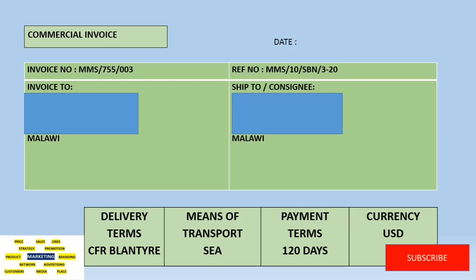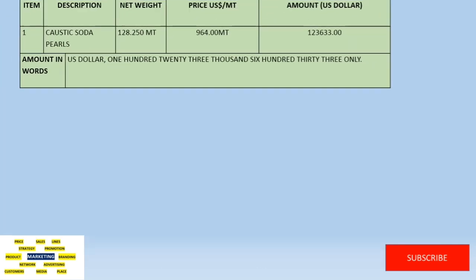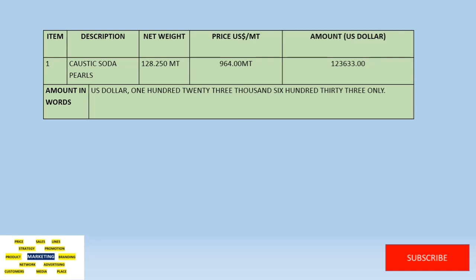Now we see the delivery terms. Delivery terms here is CFR Blantyre. CFR means cost and freight. Now we see the means of transport. The invoice mentions the means of transport is sea. Payment terms: the invoice also mentions payment terms. In this sample invoice, payment terms is 120 days, which means 4 months. Currency is USD.